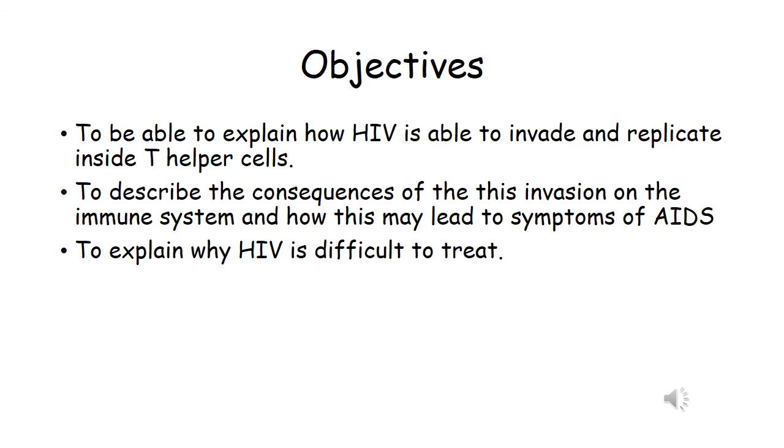So that brings us to the end of this tutorial. Let's think what we should be able to do now. We should be able to explain how HIV is able to invade and replicate inside T helper cells. We should also be able to describe the consequences of this invasion on the immune system and how this invasion may lead to the symptoms of AIDS. We should also be able to explain some of the reasons why HIV is difficult to treat.